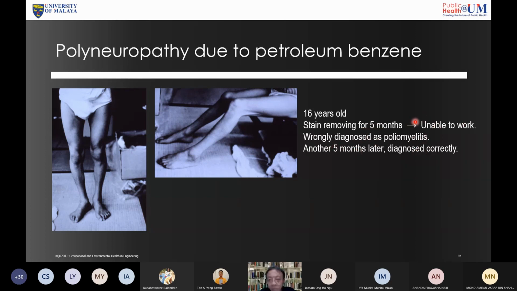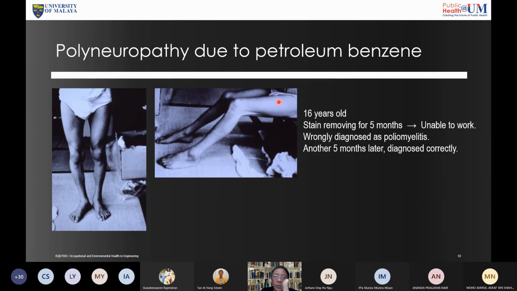Poliomyelitis is a disease caused by a virus called poliovirus, where it also affects all your peripheral nerves, unable to walk, unable to breathe. But if you are talking about exposure to chemicals, benzene used for stain removal can basically cause polyneuropathy, when all your peripheral nerves are affected.